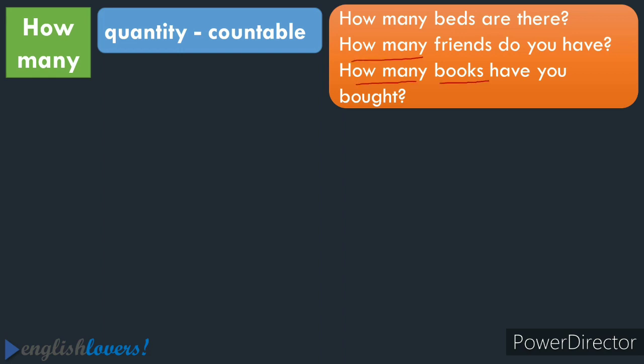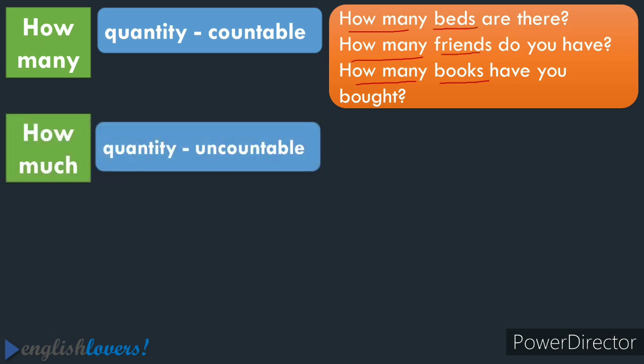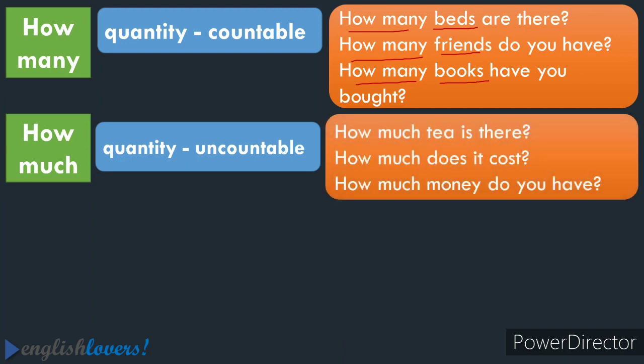Remember, this is very important because we are going to study next how much. And how much is used for the quantity, but that is uncountable. Remember, in how many it is quantity but it is with countable, and in how much it is quantity but that is uncountable. Uncountable nouns are nouns that we can't count as 1, 2, 3, 4, nouns which do not have plurals. So that is called uncountable nouns, and they are used with how much.